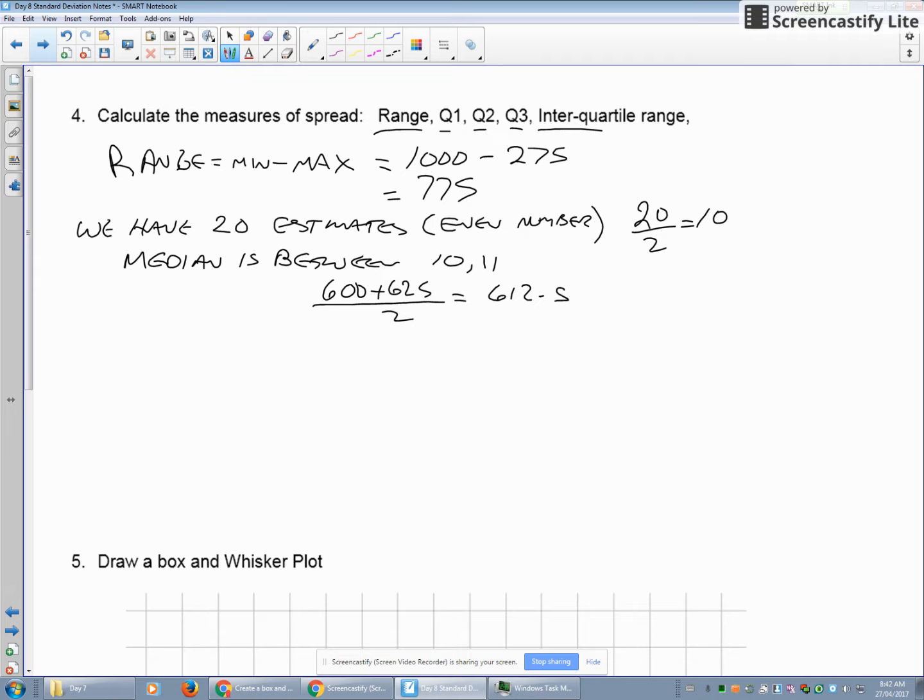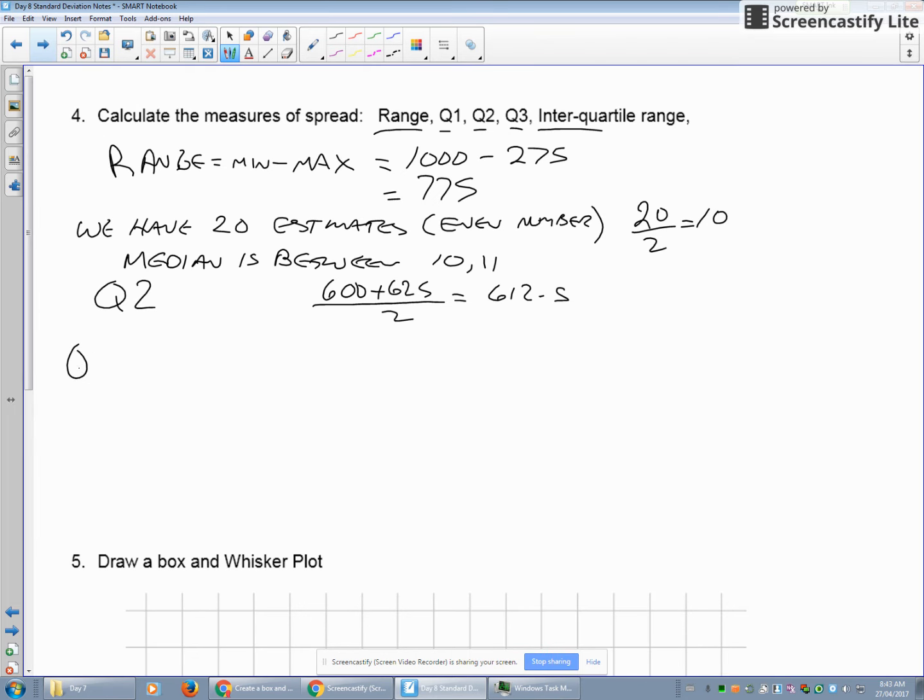Which quartile does the median value represent? Quartile 2. Although the question asks for range, Q1, Q2, Q3, I personally find it easier to calculate my Q2 first, because it's just the median value. Once I know that middle point, between the 10th and 11th value, that tells me my first half of data. I can now figure out half of my first half of data.